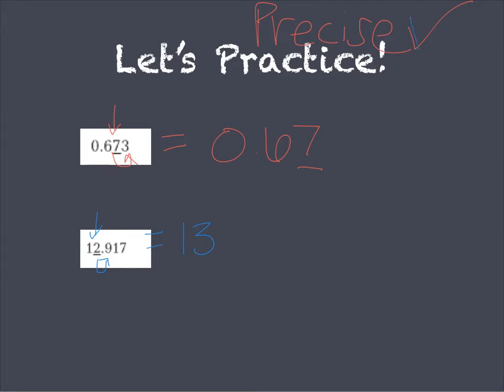If you are being precise, then you did not put 13.0 or 13.00 or 13.0000, because we know that there are infinite numbers of zeros behind it. But if we are being precise, then we know that we only round to the ones place.